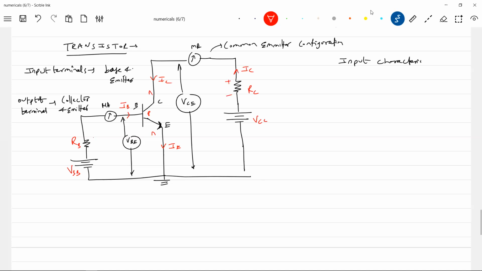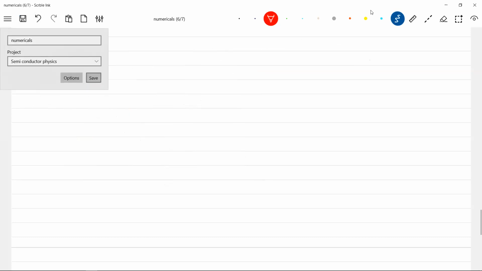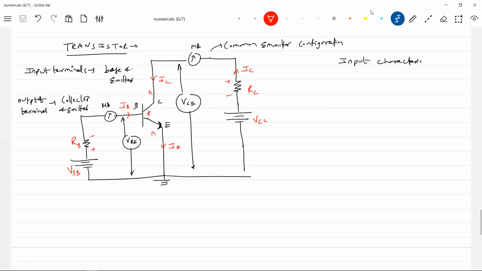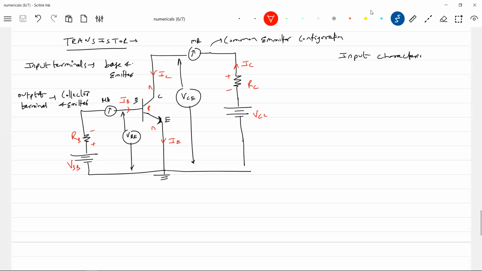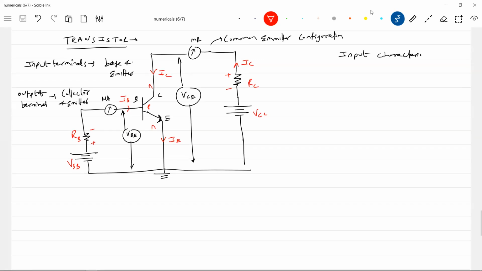Applying KCL, KVL to the entire transistor, what all I discussed may not help you in numericals. Input output characteristics is only theoretical information. The amplifier is also theoretical information. Numericals are based on KCL, KVL. Please try to understand the methodology. Maximum students don't know the transistor. Okay, very good. In numericals, you don't need to understand the working of a transistor.